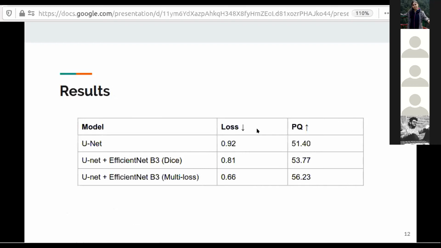These are some results where first we trained a UNet architecture, and afterwards we trained the UNet with an EfficientNet B3 backbone pre-trained on ImageNet. And lastly, we used the multi-loss term to see the final results.